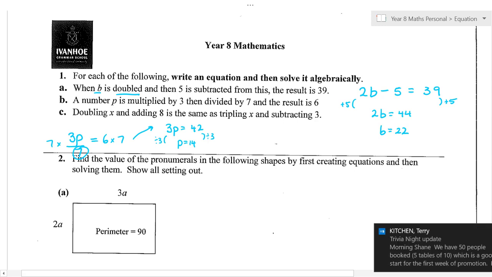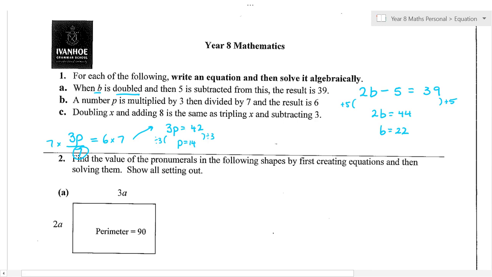Now, I might do this over here, like so. Doubling x, so that is 2x, and adding 8 is the same as, equal sign, very good, Ruby, tripling x and subtracting 3.